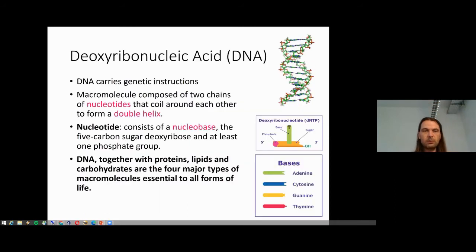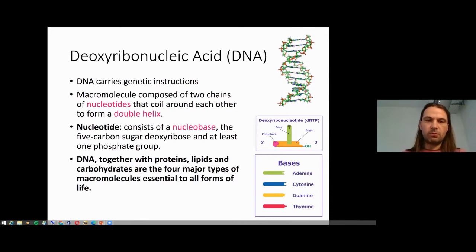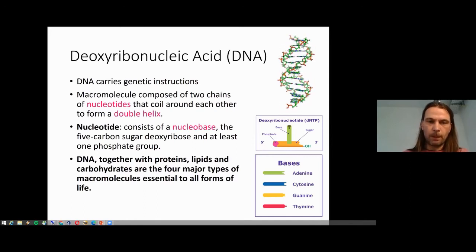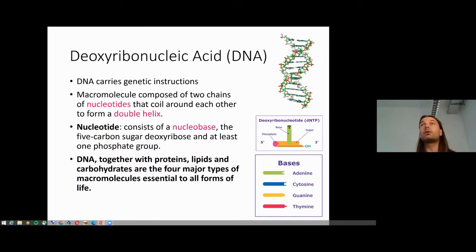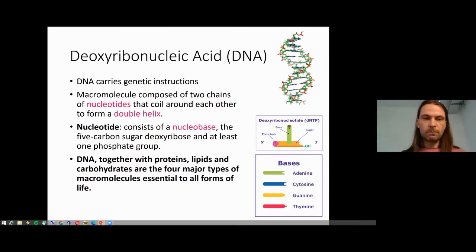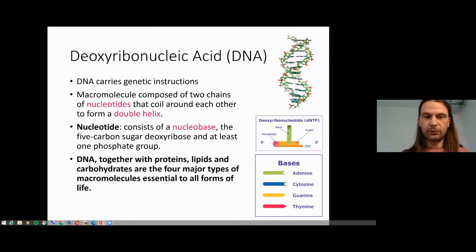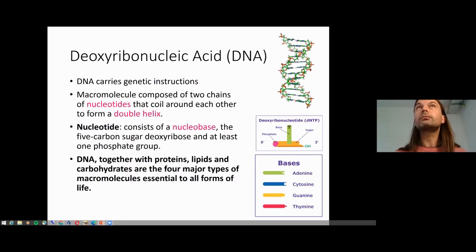So let's look into the chromosomes then. That's where we find the DNA. And the DNA carries genetic instructions to make basically cells and to make living organisms. DNA is a macromolecule composed of two chains which run in opposite directions. They contain nucleotides and they form what we call a double helix. You see this in this animation here.